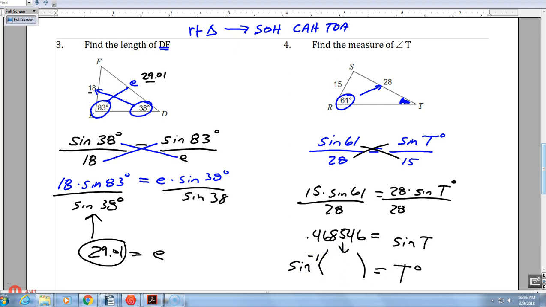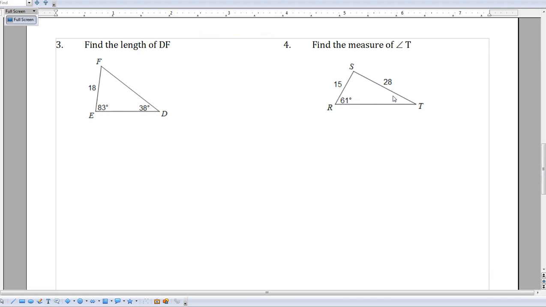Now I'm not going to punch it in again. I'm going to use the answer button on my calculator, which is on my negative key. So I'm going to go second sine, second answer. And it's looking like T came out to be about 27.9 degrees. So we could call it 28. And that looks good. To me, that looks legit for that angle right there. Alright, so that was 8-7.